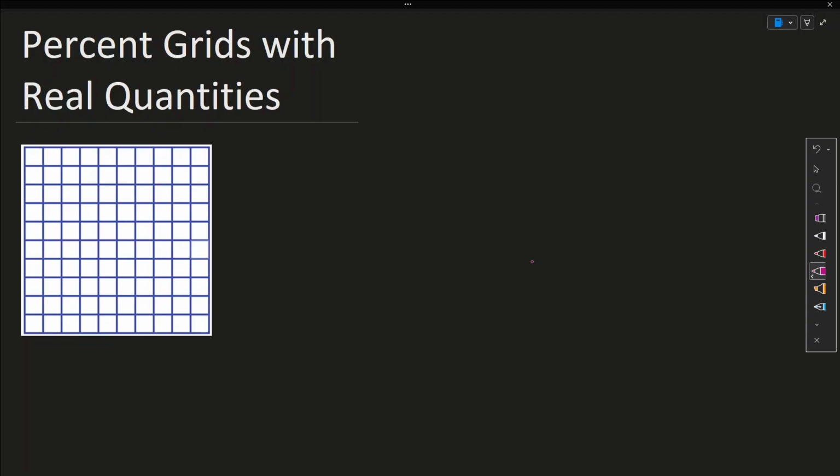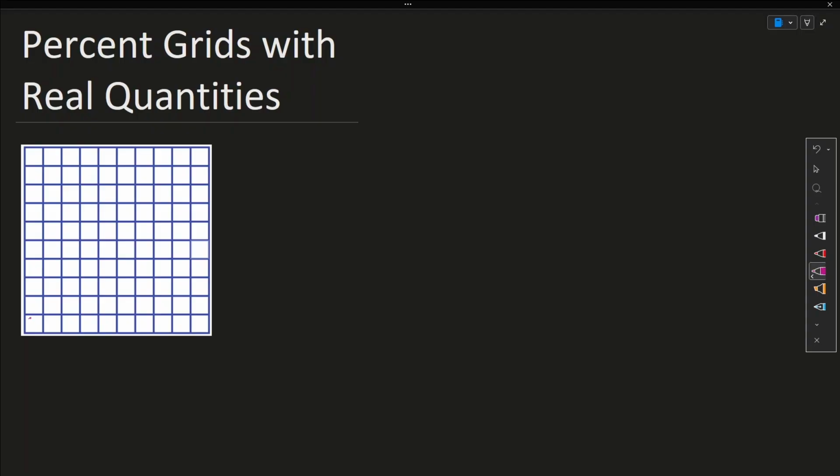Last video, we used a 10 by 10 grid to represent one whole, or 100%. Now, we are going to make the grid even more useful by assigning it a value. Instead of saying the whole grid is just one unit, we might say that the whole grid represents $300, or 180 skateboards, or all the teachers in a school district. This is where percent grids become powerful for solving real problems.